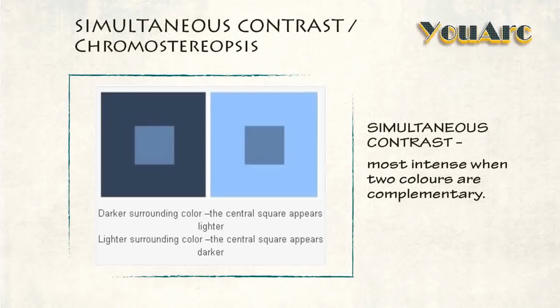Simultaneous contrast or chromostereopsis is the most intense when two colors are complementary. So this contrast exists when two colors are really complementary. Let's see an example here. With darker surrounding colors, the central square appears lighter. If you see this one, we have a darker surrounding color, right? So this particular color inside seems to be lighter. Whereas when we have lighter surrounding colors, the central square appears darker. This particular effect is called chromostereopsis or simultaneous contrast.